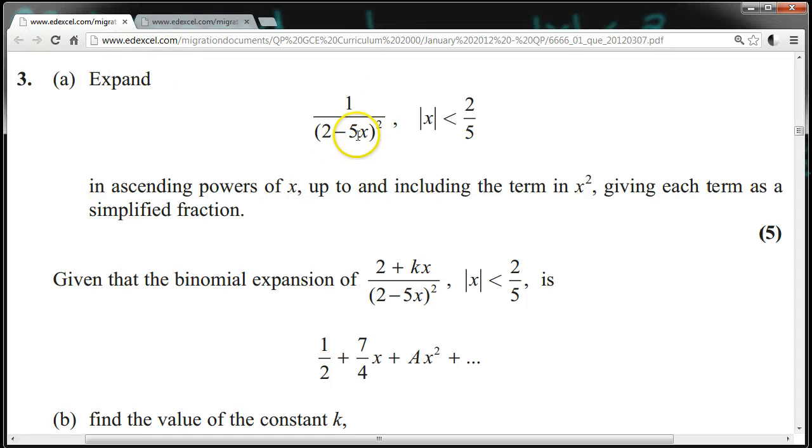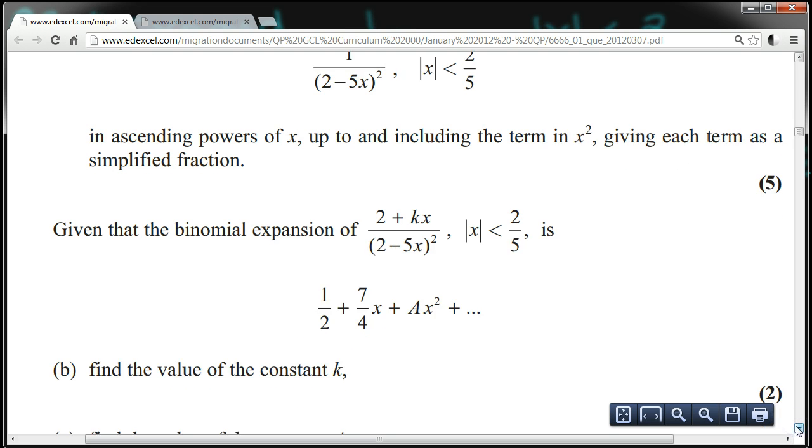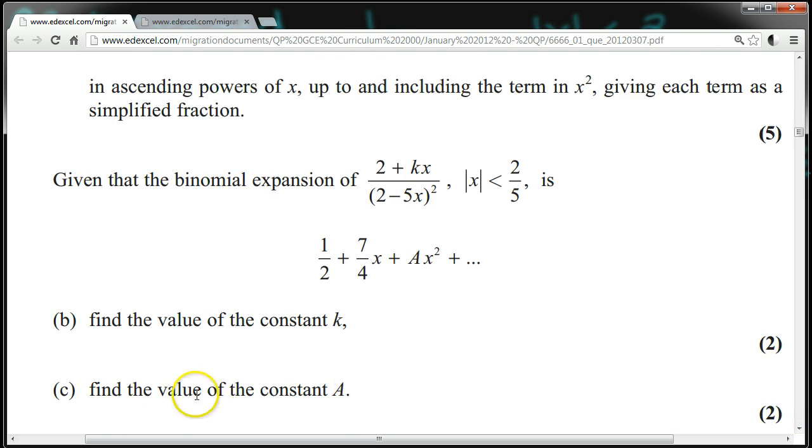Expand 1 over (2 minus 5x) all squared, with the modulus of x less than 2/5, in ascending powers of x up to and including the term in x squared, giving each term as a simplified fraction. Given that the binomial expansion of (2 plus kx) over (2 minus 5x) squared is this series here, find the value of the constant k and find the value of the constant a.